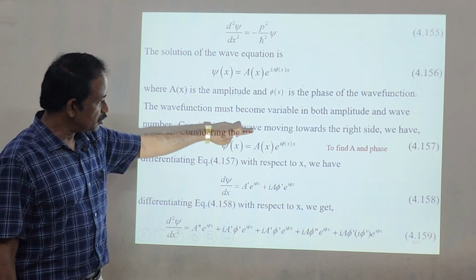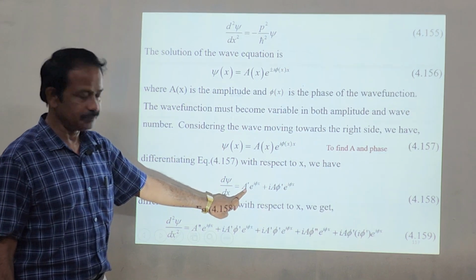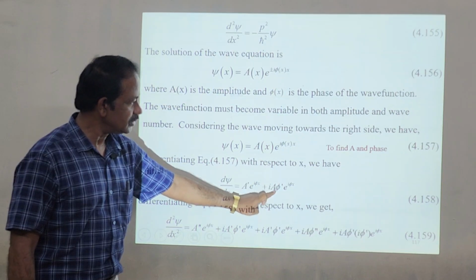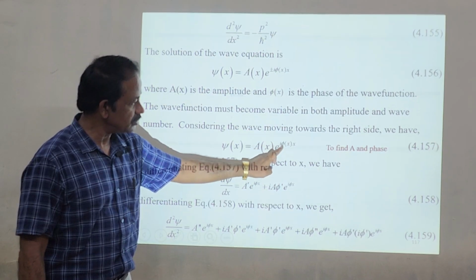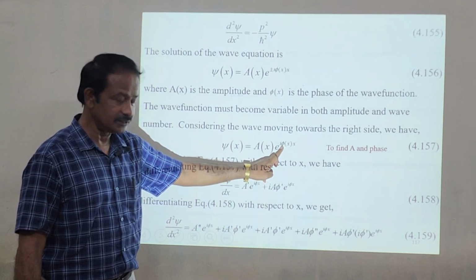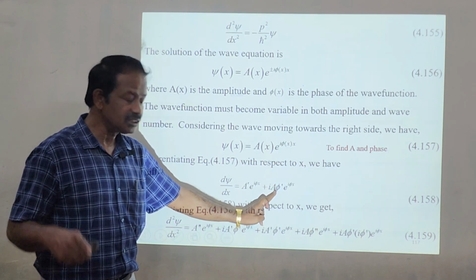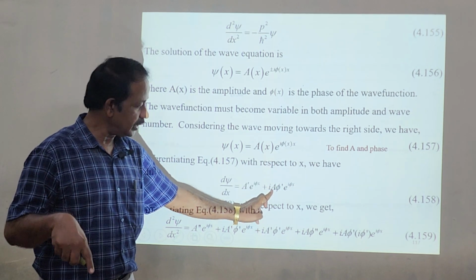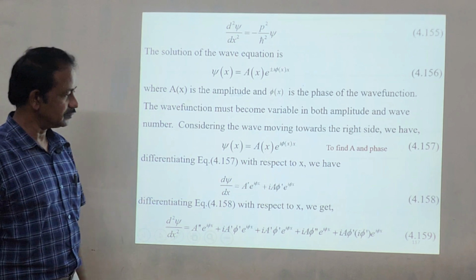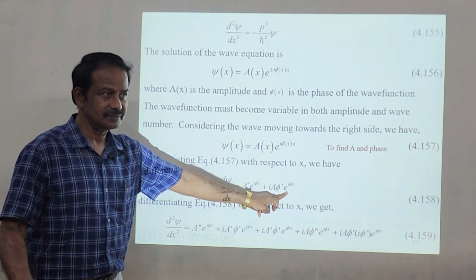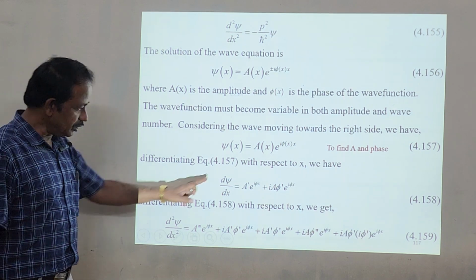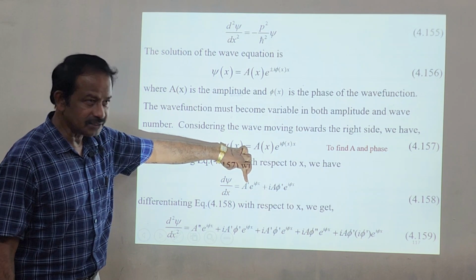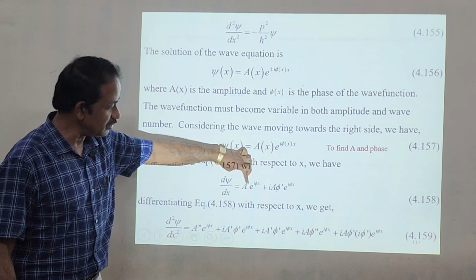So when you differentiate this, I can write this as A prime, keeping this as constant, e power i phi of x, plus, keeping this as constant, you differentiate this, which depends on x, so we have d phi by dx. Instead of d phi by dx, I can write phi prime. So i A phi prime e power i phi of x. Is it okay? Now differentiate this again. When I differentiate this again, you keep this as constant and differentiate, plus keep this as constant and differentiate.